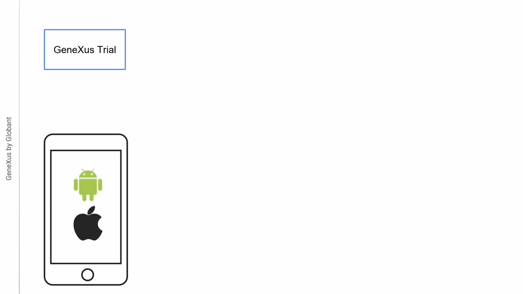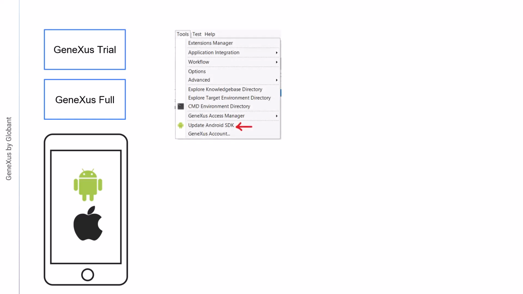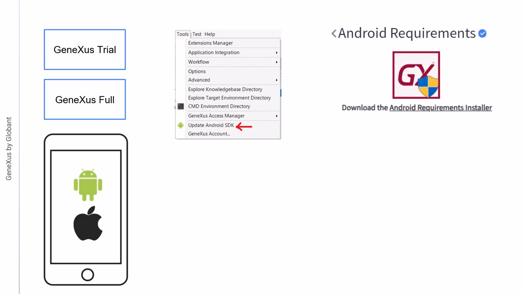But if you've installed the Genexus full version, or you didn't accept the installation of the Android environment, the Genexus IDE provides the Update Android SDK tool that'll install all the necessary requirements of the Android SDK. Another option is to search for Android requirements in the wiki, where we'll find an automatic installer of the Android requirements.